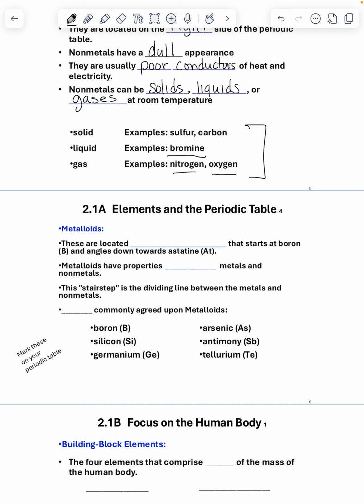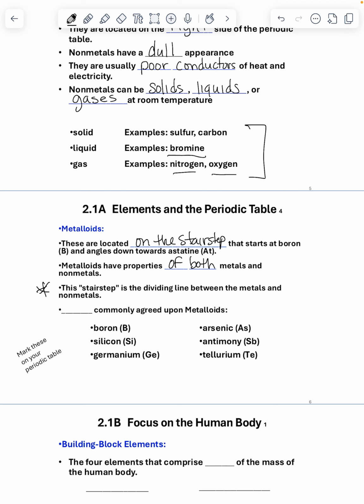And then we have a very important group called metalloids. These are located on what's called the stair step. I'll show you what that looks like. The stair step starts at boron and angles down toward astatine. So just a few mentions about properties. Metalloids have properties of both metals and nonmetals. So they're somewhere in between metals and nonmetals. And because of these properties, metalloids are very useful in a lot of our electronic technology world.